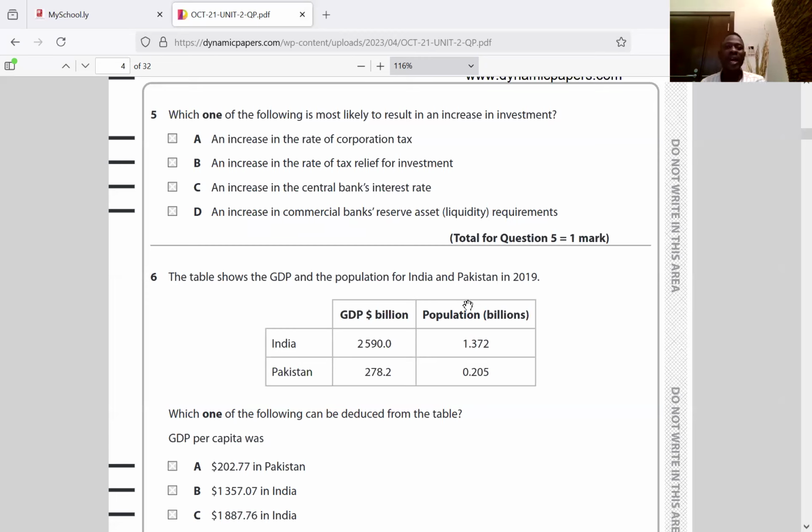An increase in the rate of tax relief for investment. Yeah, when you talk about tax relief, it could be a tax break on investment.